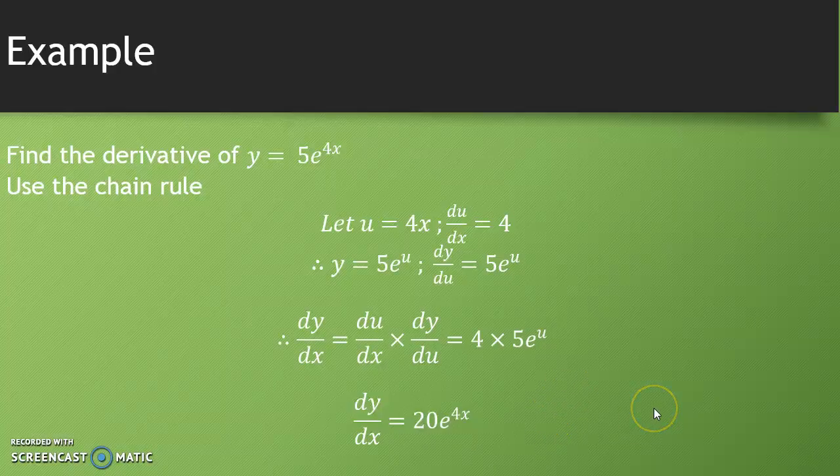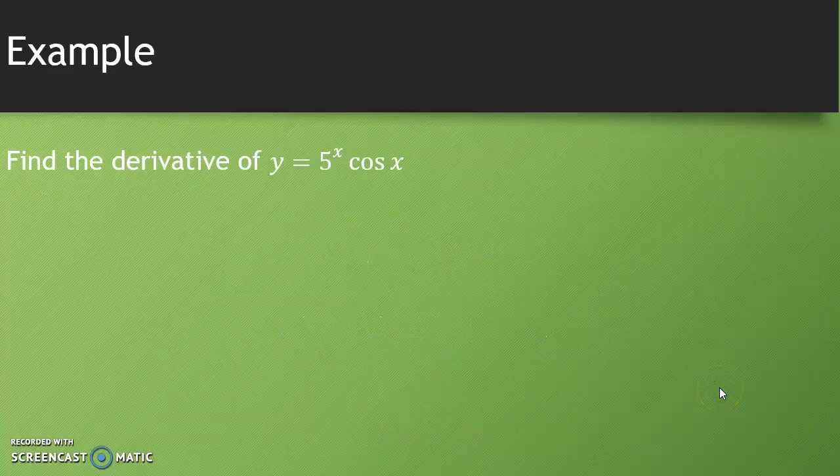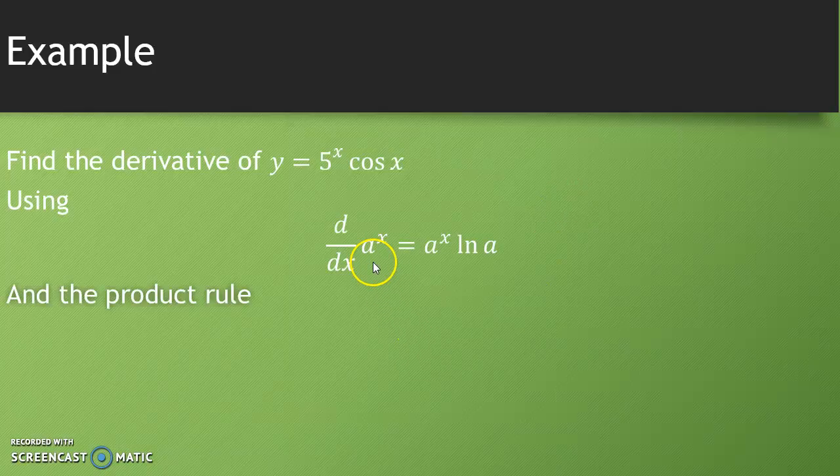Again, not too dissimilar to what we looked at with sine and cos, just need to use that chain rule if we have an index that is not just x. And the third example we're going to look at for exponential functions is 5 to the power of x times cos x. So again, we're multiplying, so we're going to use the product rule. And we're also going to make use of this derivative property that we looked at at the beginning of the lesson. So the derivative of a to the power of x, so in this case our a is 5, is a to the power of x natural log of a.